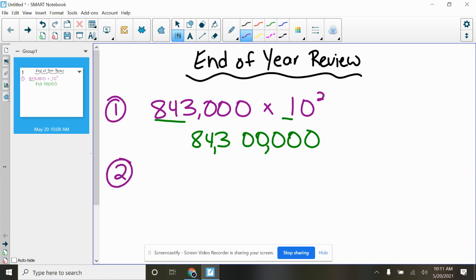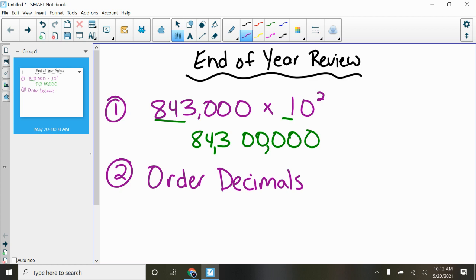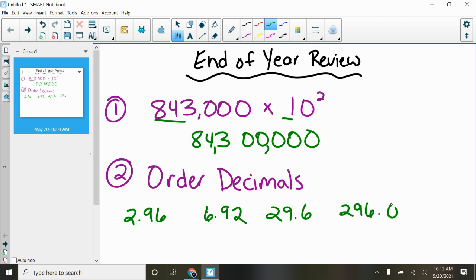All right. Number 2 is talking about putting decimals in order. Okay? So we're going to call this one ordering decimals. Not sure what chapter that fell in, but you're gonna see 3, 4 numbers for this example. We're just gonna do 3, okay? So our examples are gonna be something like 2.96, 6.92, 29.6. Actually, I lied, I'm gonna do one more. And 296.0, okay? All right, so there's your 4 numbers.